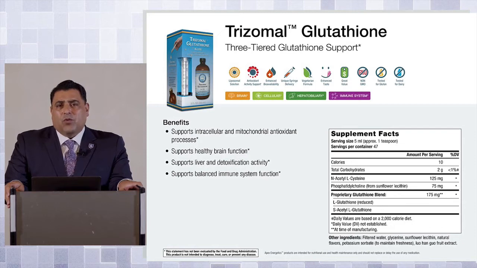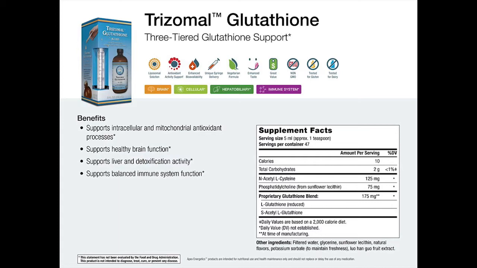Glutathione can be one of the most important nutraceuticals to really support neuroinflammatory responses. And I really believe Apex makes the best glutathione product. It's called Trisomal Glutathione. And the key thing that makes it so effective is that it's liposomal. And not only is it liposomal, but it's the S-acetylglutathione version of it. And it also has precursors to help glutathione. And the combination of those things really helps deliver glutathione really well.